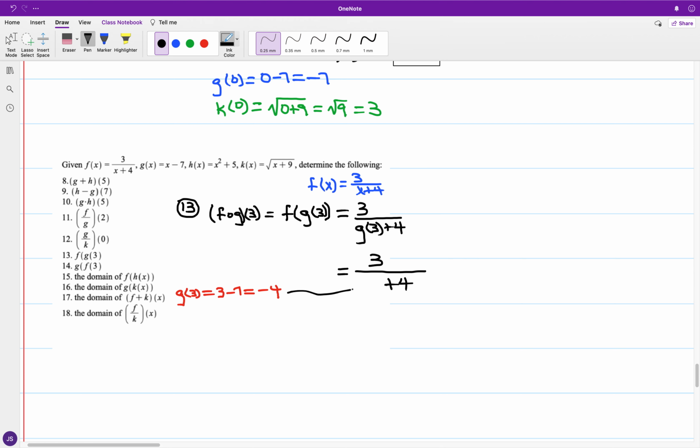Let me just put this over here. So this will come down to 3 over -4 plus 4. And guess what? We have 3 over 0. So for this particular composition, for a rational expression, I cannot have a zero denominator. And if I do, well, the composition, including this one, is going to be undefined.